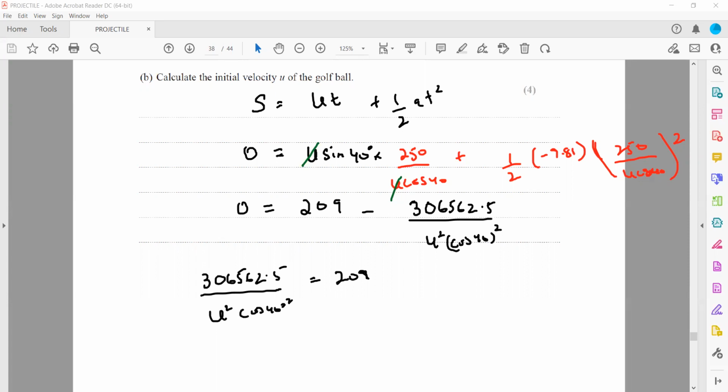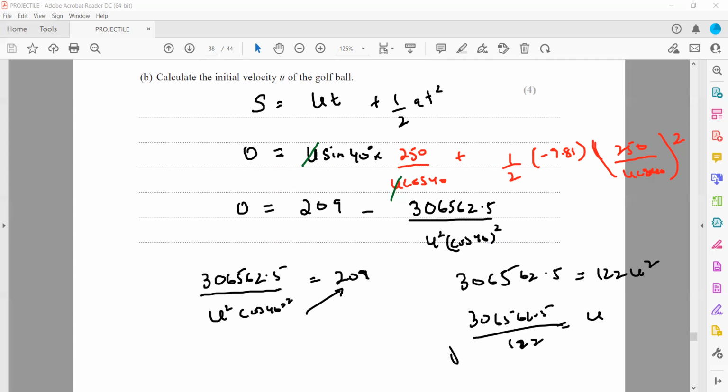Now this is divided, so on the other side it will be multiplied. So cos 40, then square that answer, multiplied by 209. That gives 122 u square. Now this whole number divided by 122, and take the root.